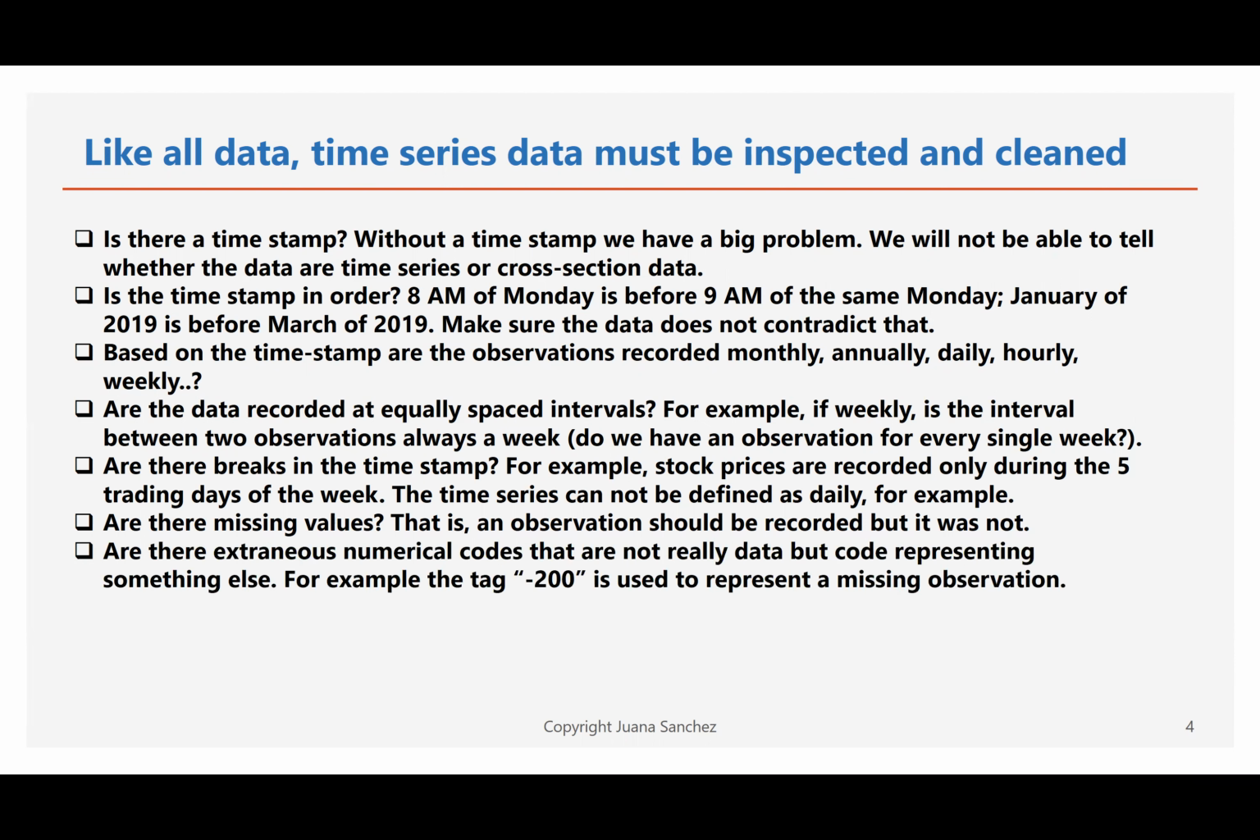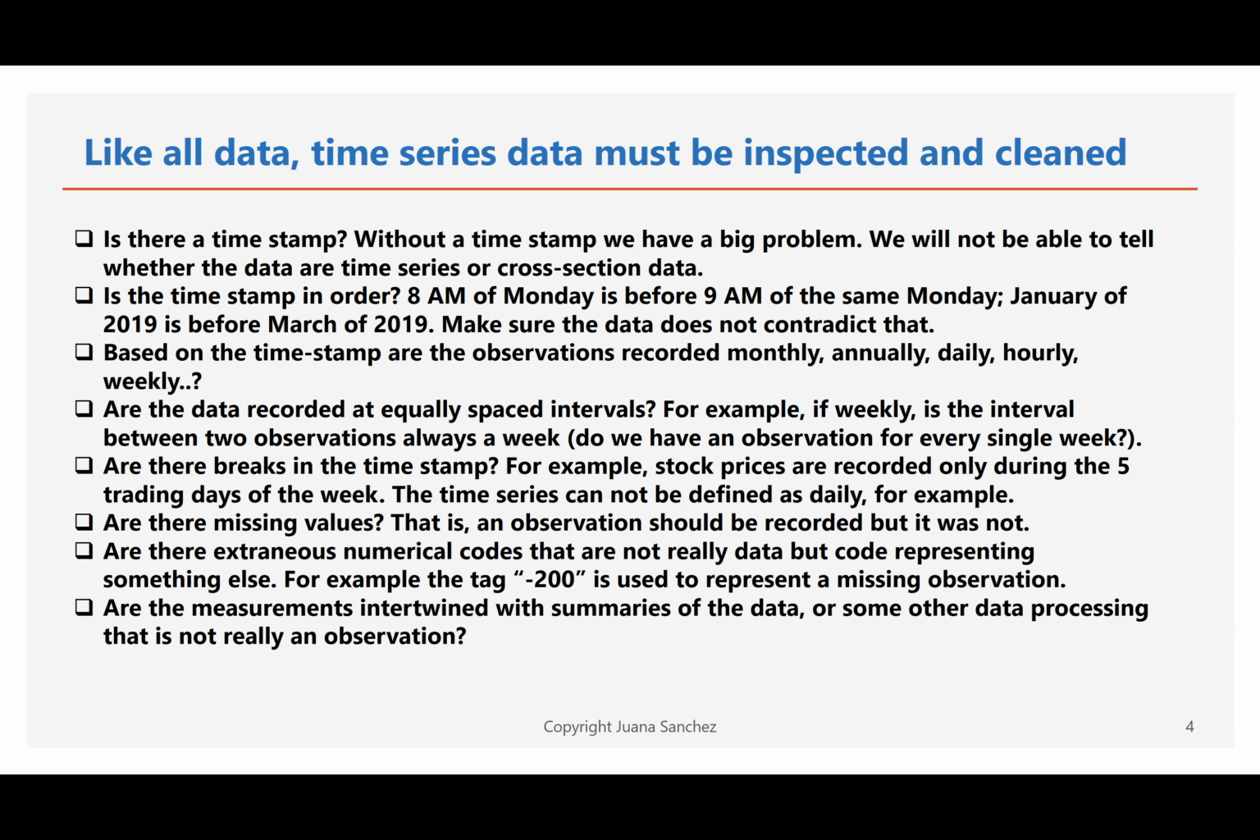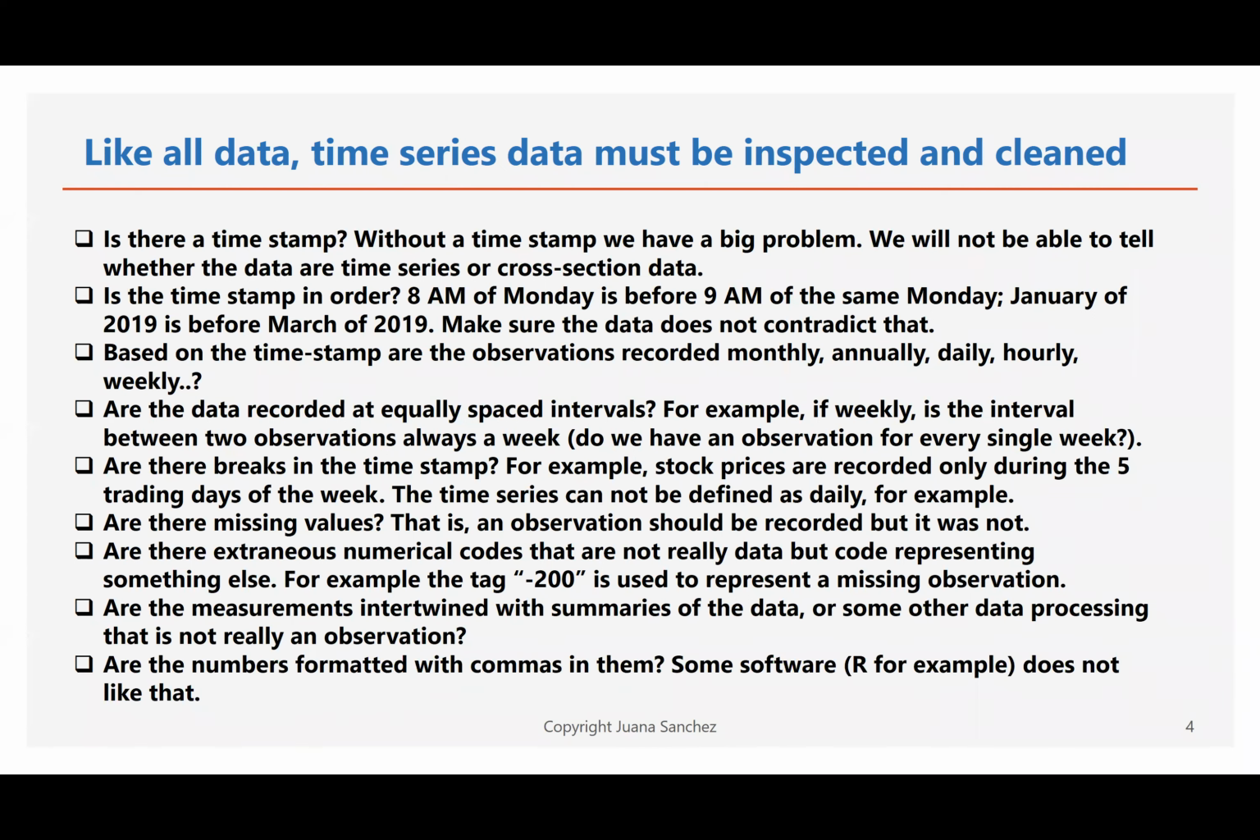Are there extraneous numerical codes that are not really data, but code representing something else? For example, the tag -200 could be used to represent a missing observation. Are the measurements intertwined with summaries of the data or some other data processing that is not really an observation? Are the numbers formatted with commas in them? Some software, such as R, does not like that.